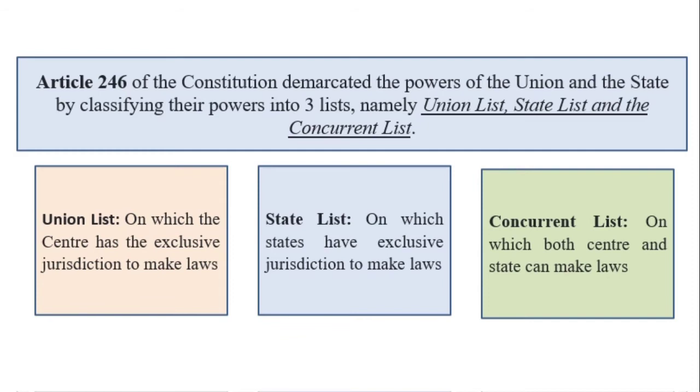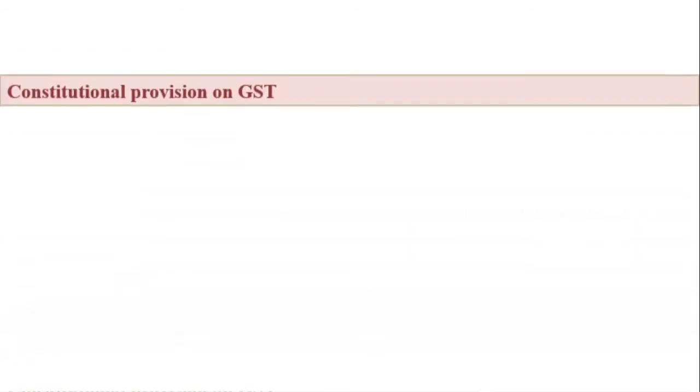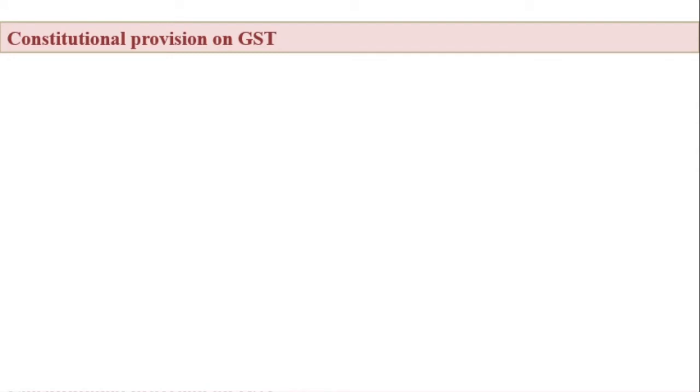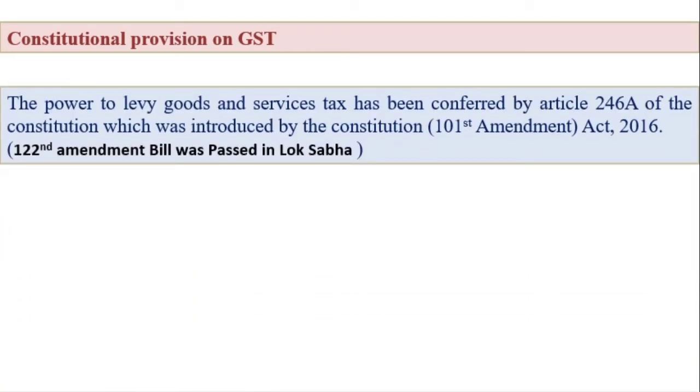But GST is totally different. So that is why there is a constitutional amendment that we had to bring, because in GST there is a paradigm shift. Why? Because the power to levy goods and service tax has been conferred by Article 246A of the Constitution, which was introduced by the Constitution 101st Amendment Act 2016.